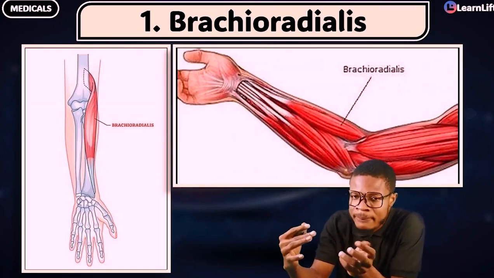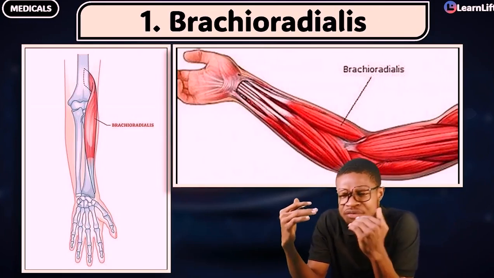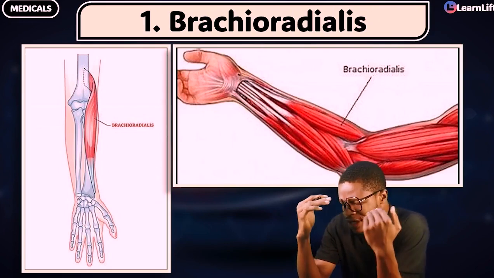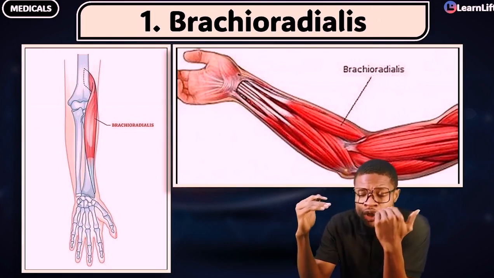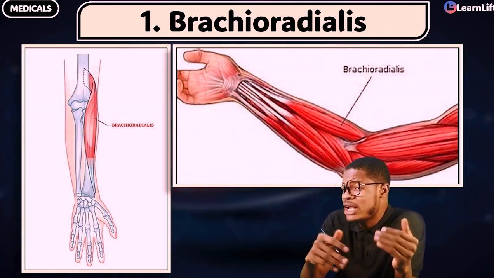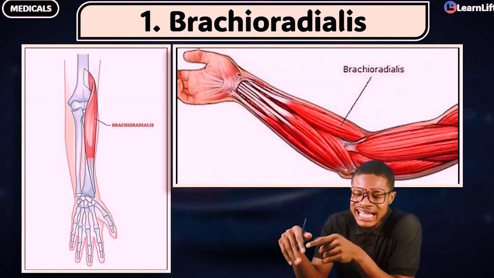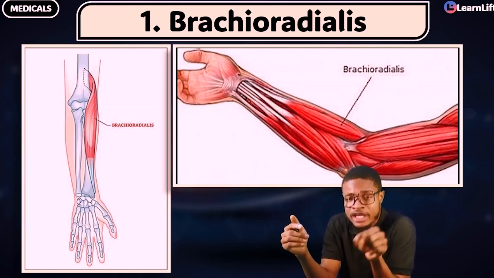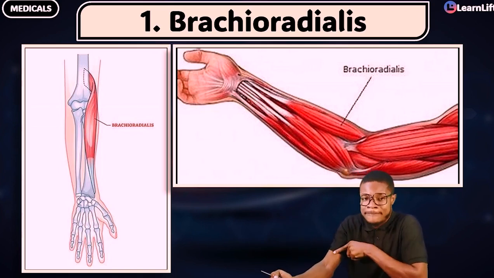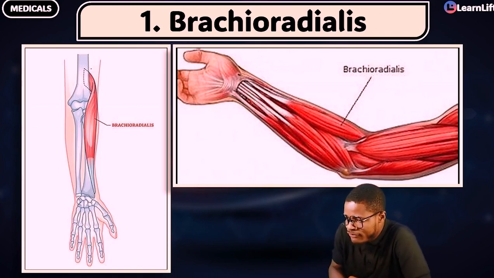If you are looking at all of them, number one is the brachioradialis. What is the name? Brachioradialis. From the name, you should know where it's coming from. You should know where it's going to. You should now know what it does. Brachioradialis means it is coming from the brachium, and brachium means what? Arm, right? You can see that the guy is coming from the arm.